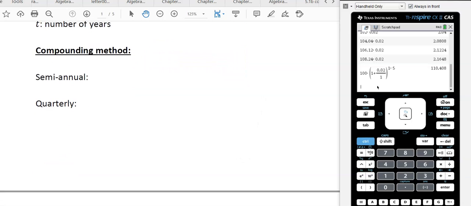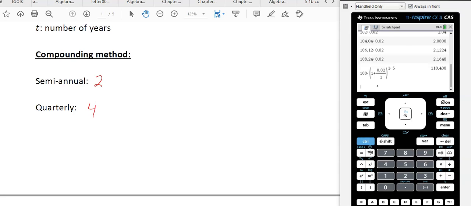So for the compounding method, if it's semi-annual, that'd be twice a year. If it's quarterly, that would be 4 times a year. So the only thing that would change in this formula, like if I want to do semi-annual compounding here, would be the 1. So semi-annually, that would change to 2.